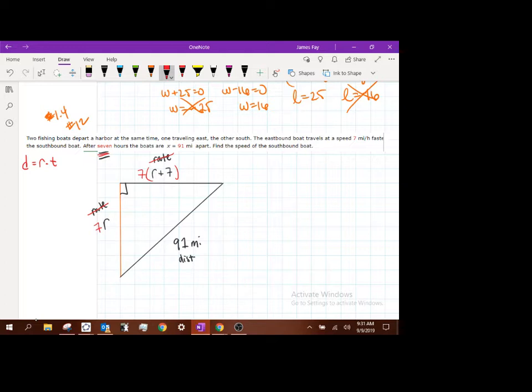Okay. So I get 7R, and this is what? 7R plus 49, and this is 91. And now they're all distances, right? Okay. So I'm going to go 7R squared plus 7R plus 49 squared equals 91 squared.